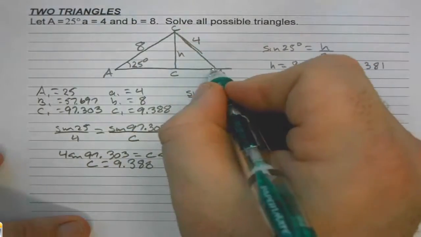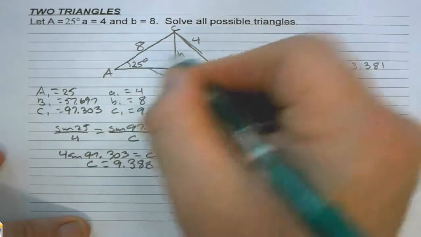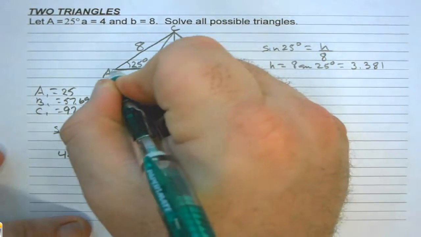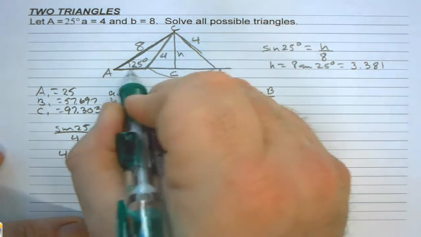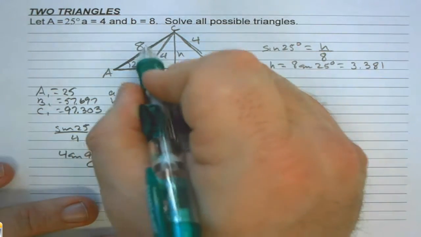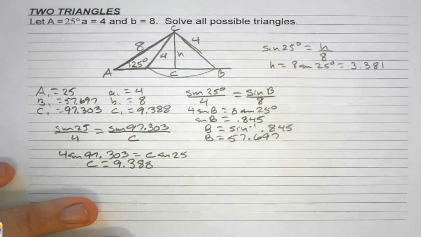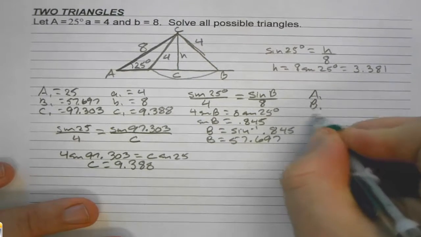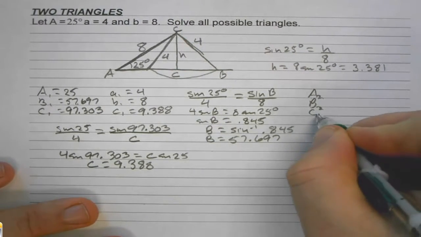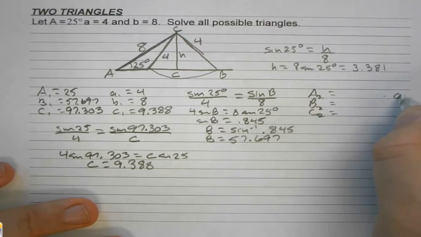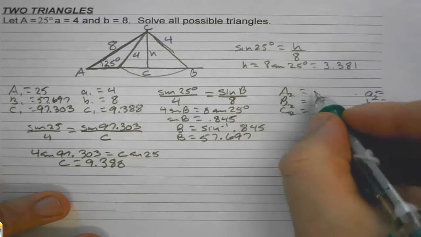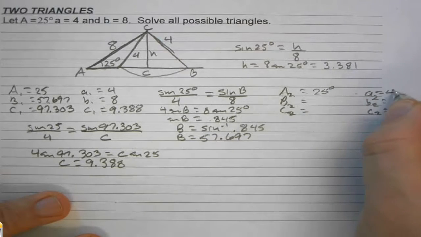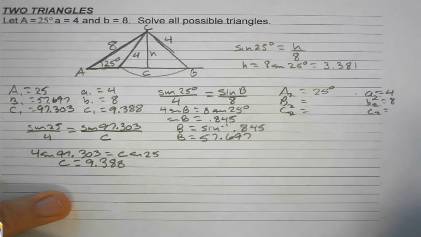But we have a second triangle because we can swing this one over, and we have a brand new triangle sitting right here that has the exact same criteria. So we have angle A is 25, side b is 8, and side a is still 4. So we have A2, B2, C2. This is the second triangle. Now we have to have the same exact criteria that was given. So angle A is still going to be 25 degrees, a is still 4, and side b is still 8.